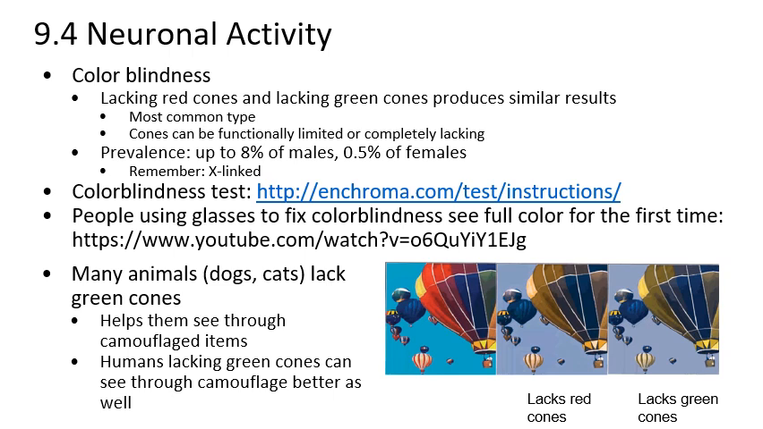As well, many animals, such as dogs and cats, lack the green cones. It actually helps them see camouflaged items, because they don't pick up on green so much. Humans lacking green cones can actually see through color camouflage. Camouflage is not as effective for them, so sometimes the military uses humans who lack green cones for this reason.